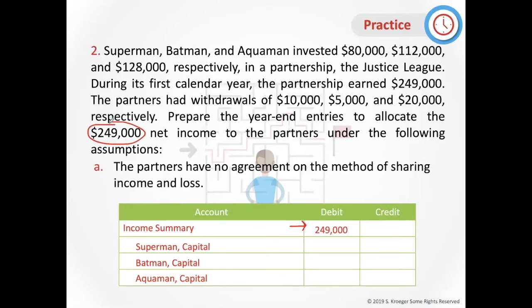Now we need to split this up between those 3 partners. Since it's equally, we'll do $249,000 divided by the 3 partners, which would be $83,000 each. Superman's capital will increase by $83,000, Batman's and Aquaman's as well. Then if they want, they can withdraw these funds out.